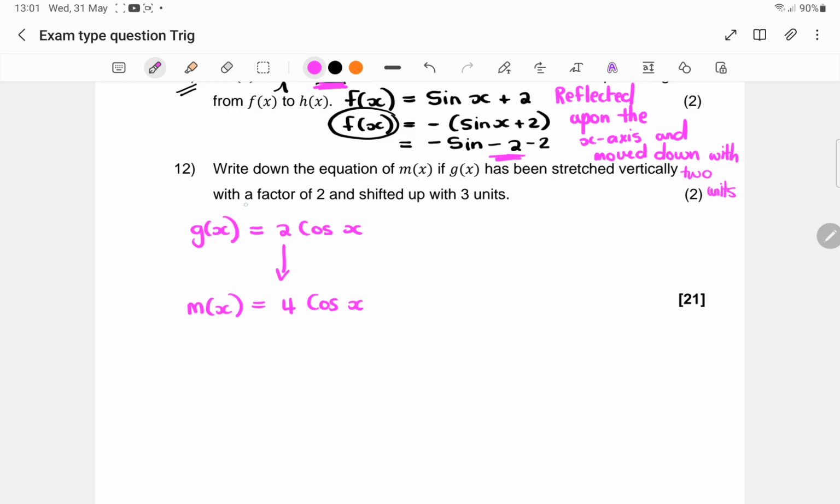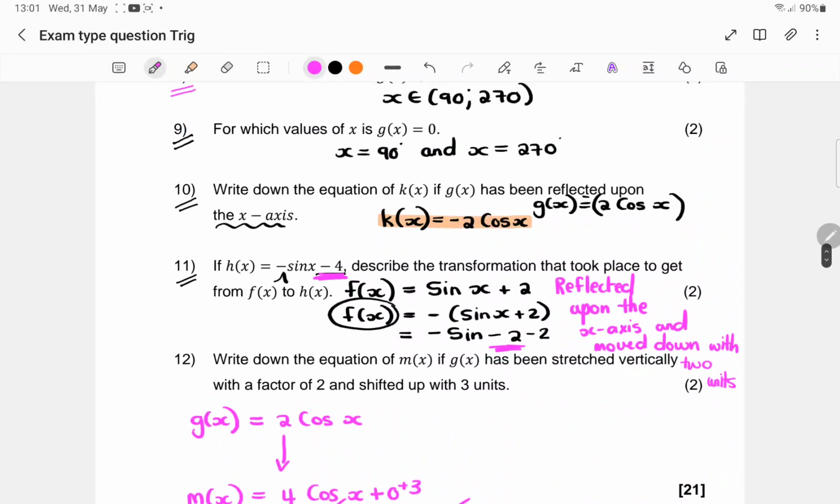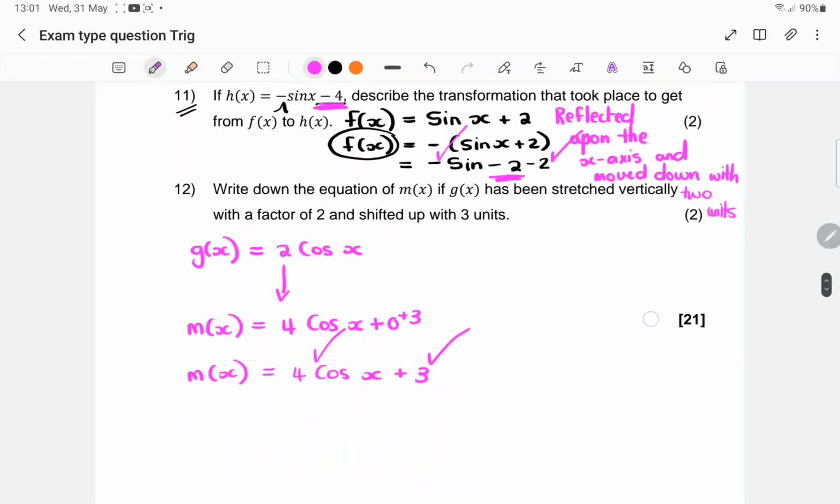And it has been stretched vertically with a factor of 2 and shifted up with 3 units. So plus 0, because there was nothing at the back, now we have to add 3. So m of x will be equal to 4 cos x plus 3. All right, and that would always be 2 marks over there. Here as well, a negative, and then shifting up and down for 2 marks.